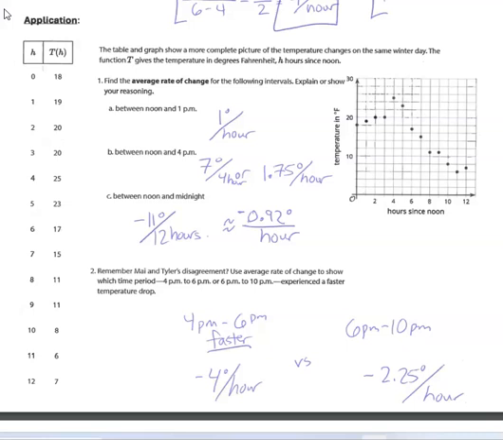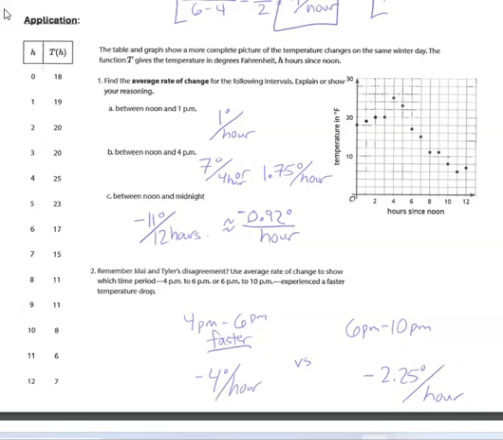When you're looking between noon and 4 p.m., you can ignore the points in between. If you actually calculated all of those different slopes and figured out what part of time they were at those rates of change, and you averaged them all together, you would get the average as if you just picked the point at noon and the point at 4.